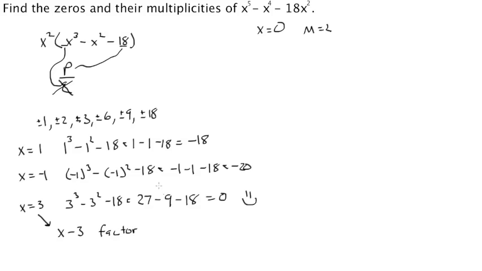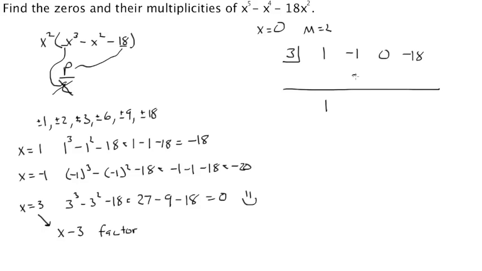What we're going to do now is divide this polynomial by x minus 3. Since this is a linear term, we can use synthetic division. So let's use that. For synthetic division, we put 3 in the box, then 1, negative 1, 0, negative 18. Remember, the 0 is from my x term. I don't skip any terms. So, drop down the 1.